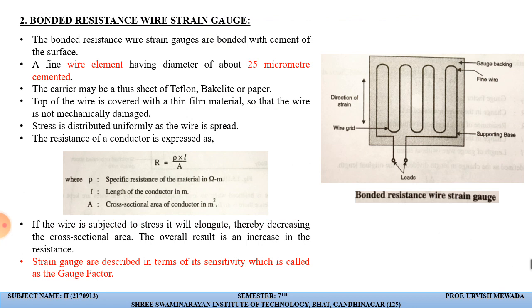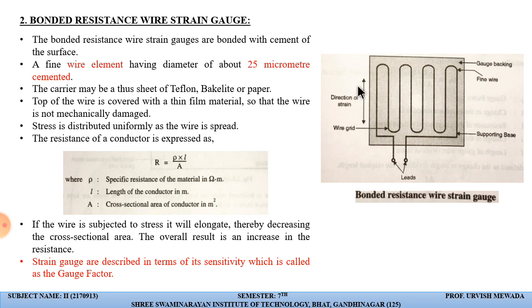Now this is the second type of wire strain gauge. This is the bonded resistance wire strain gauge. This is the surface on which we mounted a wire, called the gauge backing. Then the fine wire, which from the shape you can see is mounted like this, with an equal distance between two conductors, placed very uniformly. This is the wire grid and supporting base on which it is mounted. These two are the leads which we can connect in the balanced bridge circuit.